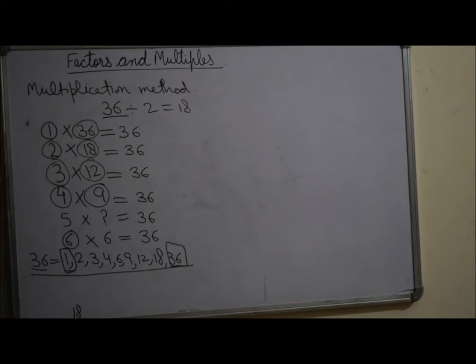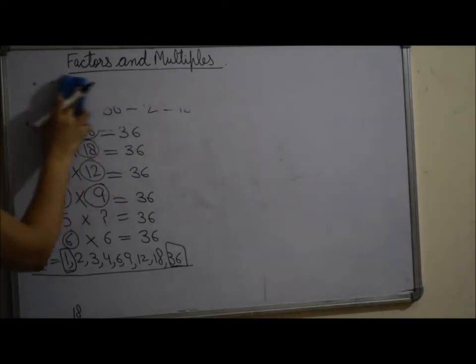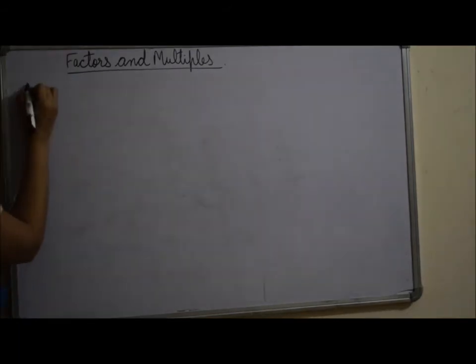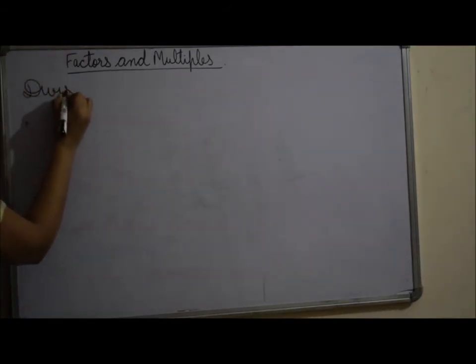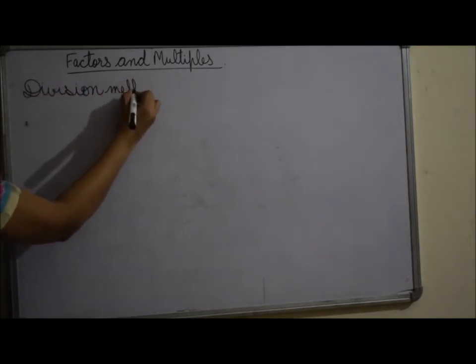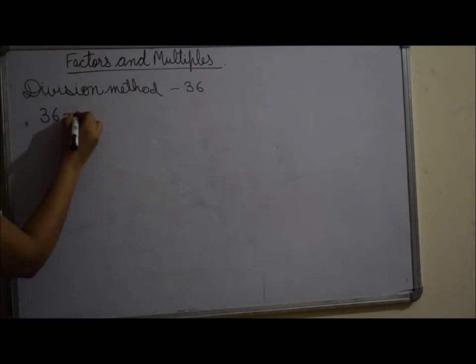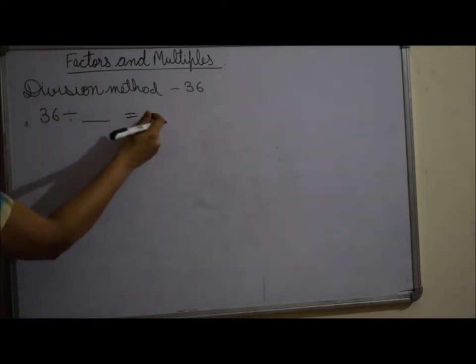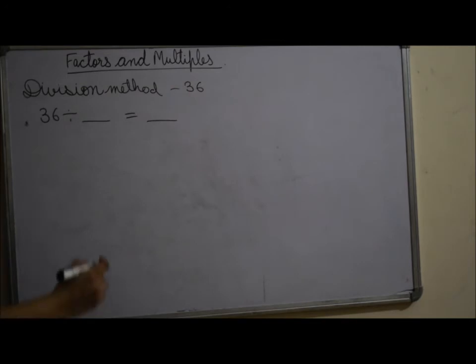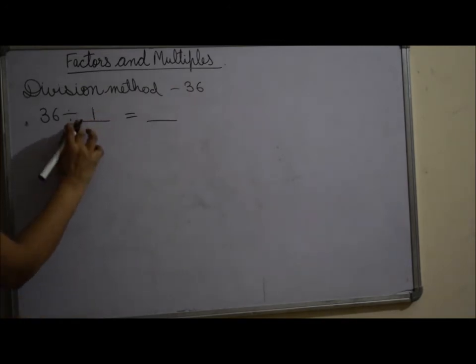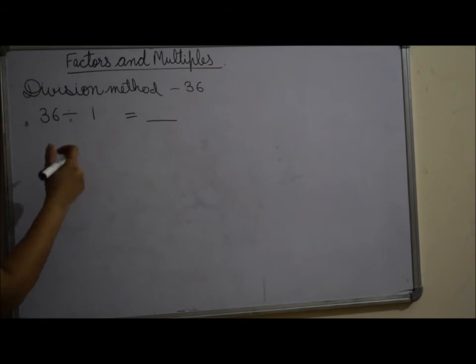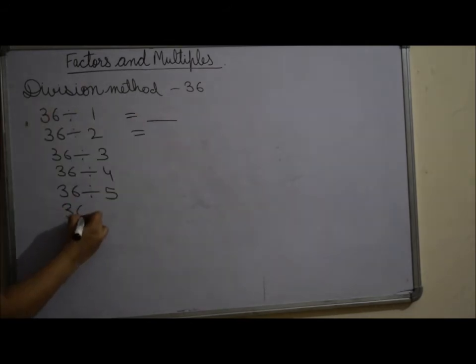Now we'll understand the division method. With the division method, find all the factors of the number 36. Now we'll do it differently. We'll divide 36 by whole numbers to get a whole number. So we'll divide 36 one by one with 1, 2, 3, 4, 5, 6 and so on to get a whole number.